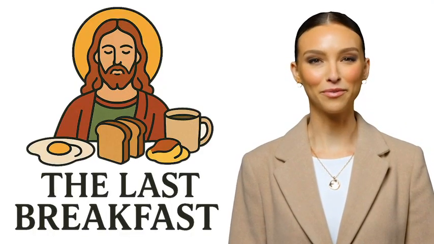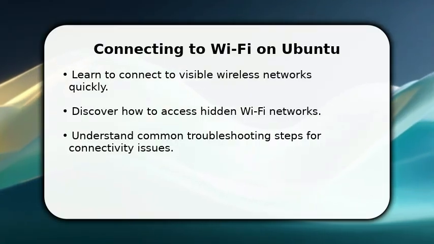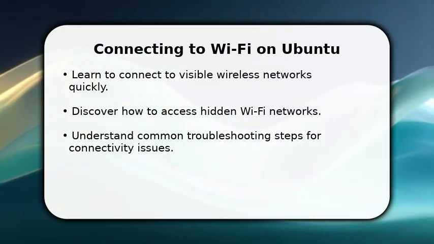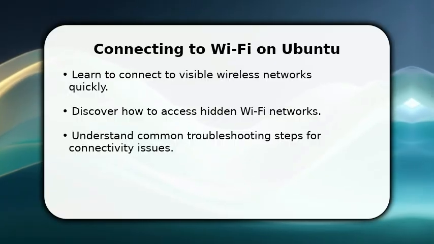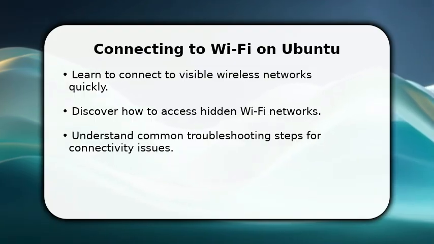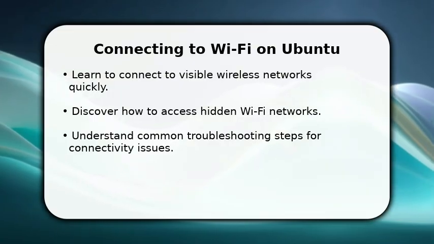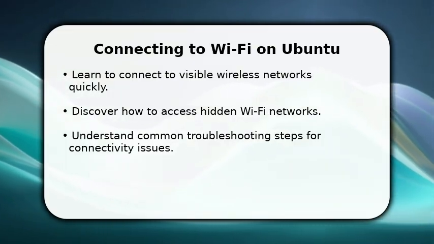Please enjoy the video. In this video, I will explain how to connect to Wi-Fi on Ubuntu. First, open your system menu, usually found in the top right corner of your screen. Next, click on the Wi-Fi icon to reveal available networks. Then, select the network you wish to join. If prompted, enter the network's password.